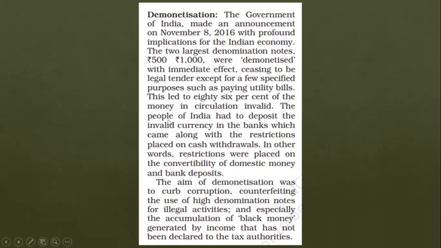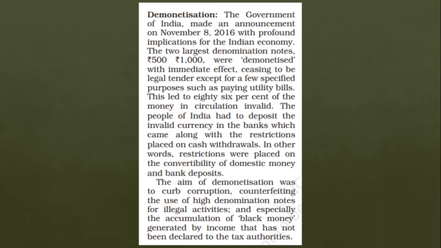What did the people of India do? The people of India had to deposit the invalid currency in the bank. As I said already, invalid currency, the old 500 rupees notes and old 1000 rupees notes were to be deposited in the bank, which came along with the restriction placed on cash withdrawals. What happened? You could not get enough cash during that time.